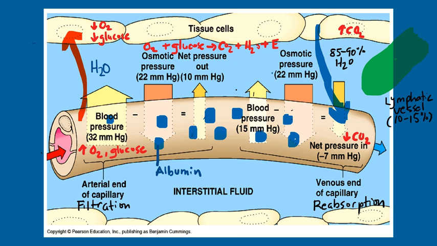Now, the only problem is that only about 85 to 90% of the water can be reabsorbed through these pressures. You're left with about 10 to 15% of the water that just can't get back in and can't be reabsorbed, and that's problematic. You have to have all the water be reabsorbed and accounted for, and that's where the lymphatic system comes into play. The lymphatic system is a group of vessels, another transport system, if you will, that is responsible for, among other things, reabsorbing the remaining 10 to 15% that can't get back into the capillary.